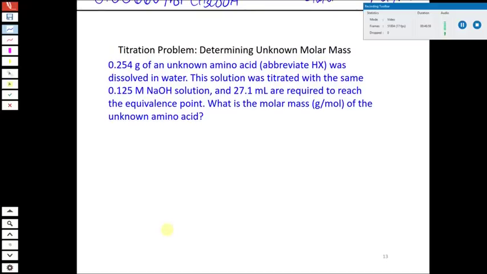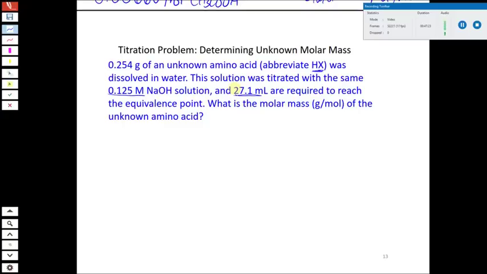Okay. So here we have 0.254 grams of an unknown amino acid, which we'll abbreviate with HX, meaning it has 1 acidic proton, and it's dissolved in water. We titrate with that same 0.125 molar solution, and we require, in this case, 27.1 milliliters to reach the equivalence point or the end point. What is the molar mass of the unknown acid?